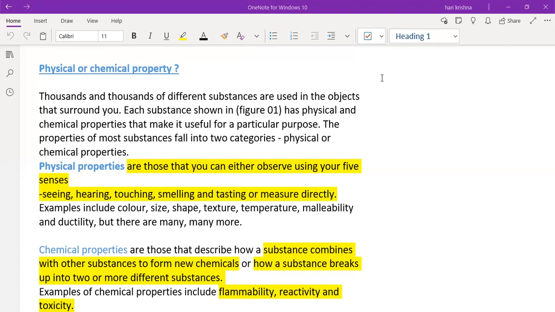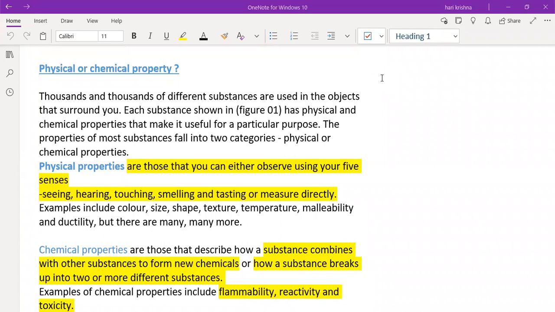Can you hear me? Yes, sir, you're audible. Okay. So whichever properties we can sense with the help of our five senses, or we can measure directly, those are called physical properties.